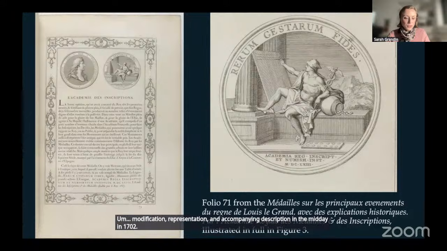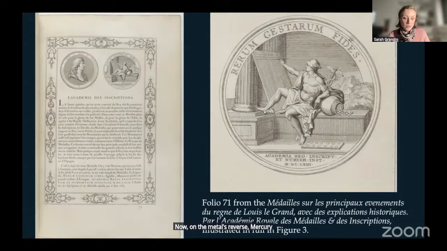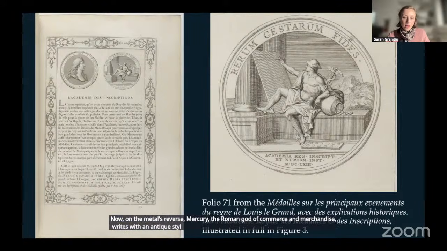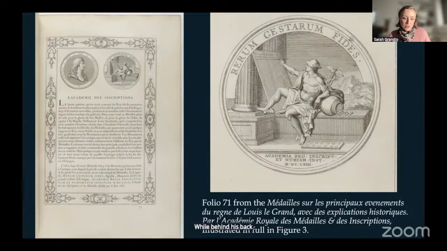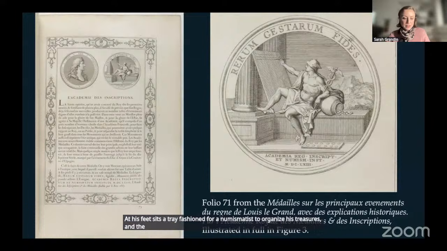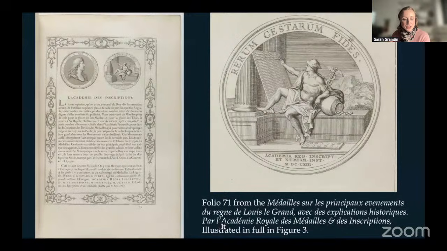Now, on the medal's reverse, Mercury, the Roman god of commerce and merchandise, writes with an antique stylus on a tablet, while behind his back, a vessel overflows with medals. At his feet sits a tray fashioned for a numismatist to organize his treasures, and the medal's motto declares the purpose of such tokens and of the cohort of men who designed them. It says, rerum gestorum fides, or monuments faithful to great actions.